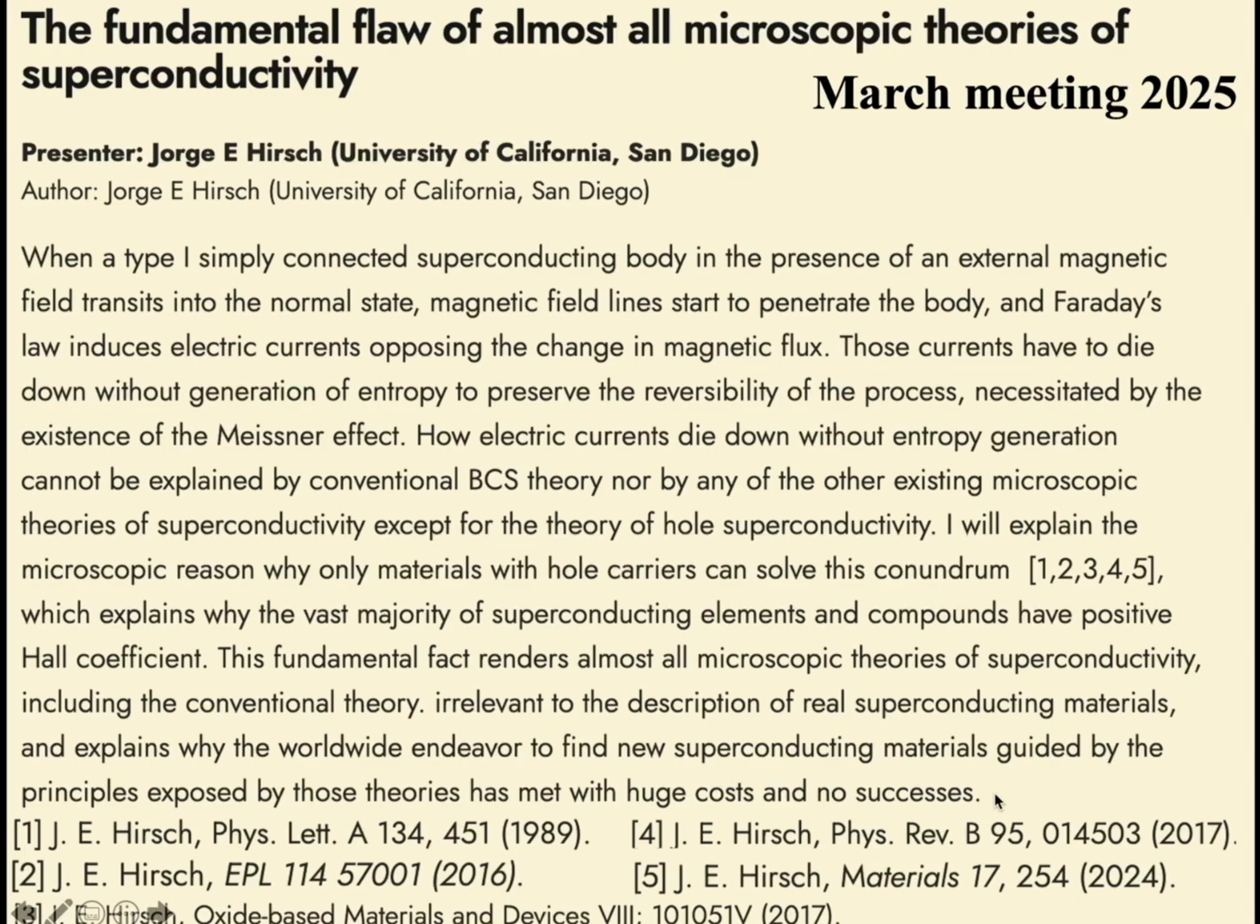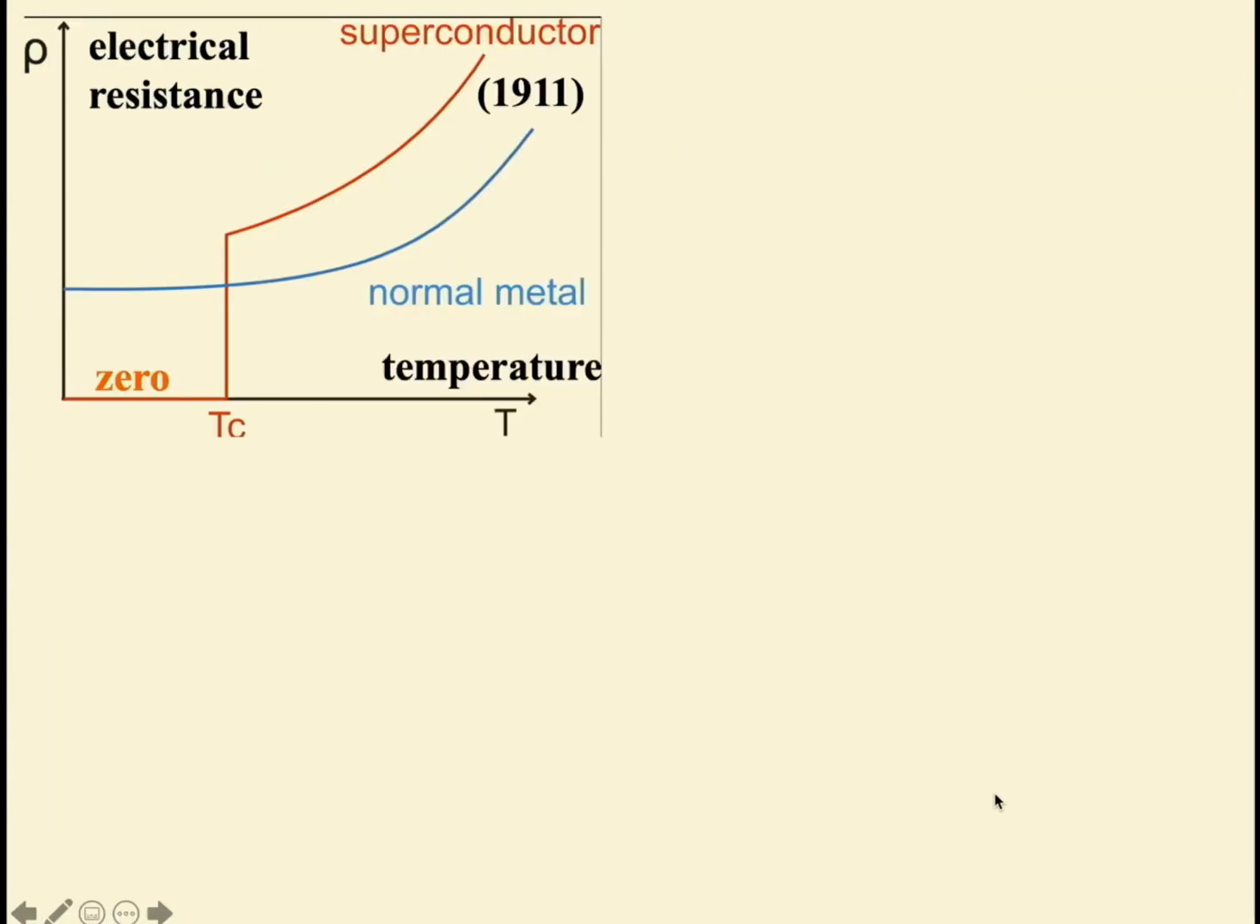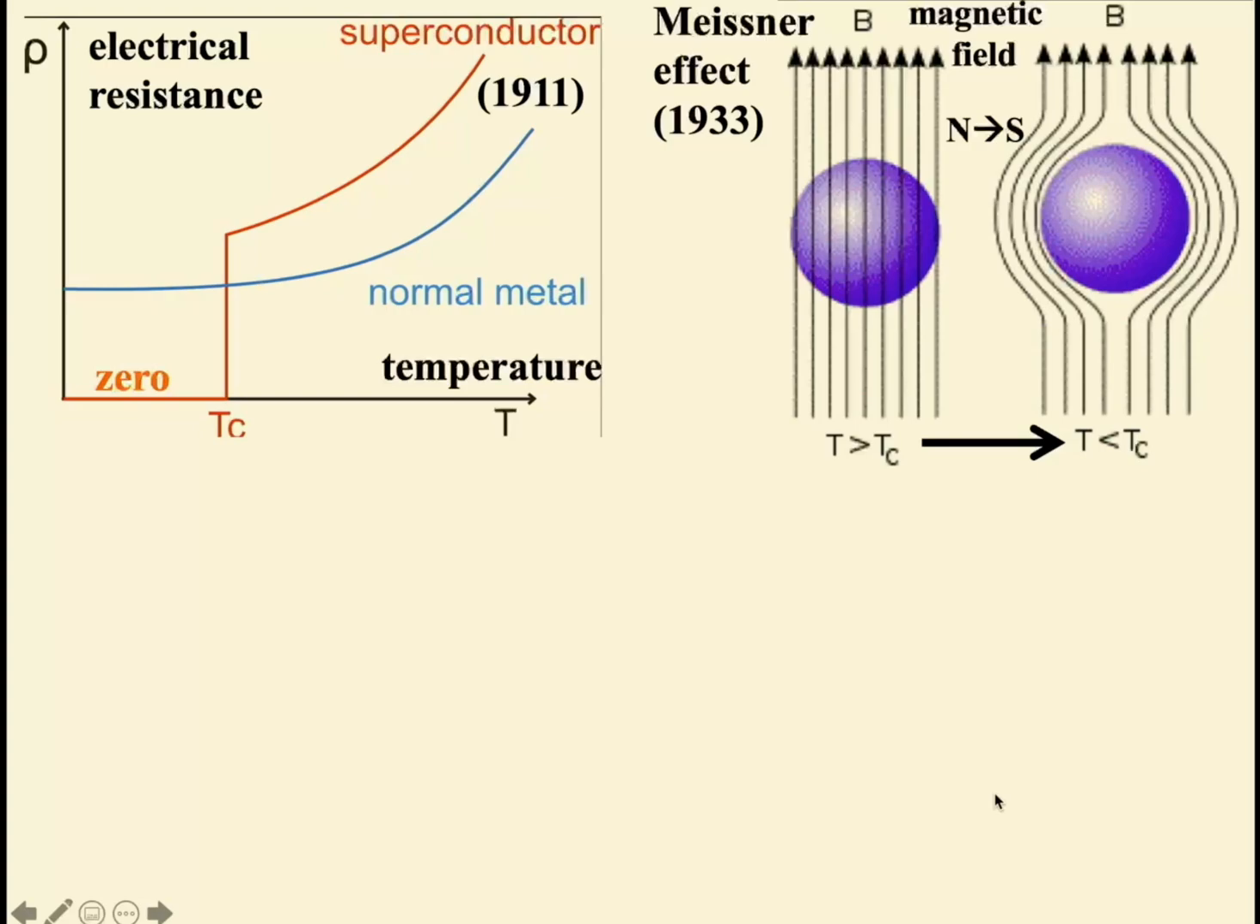And I'd like to tell you something very simple: that all the hundreds of talks you have heard about superconductivity in this meeting don't take this very simple thing into account, which is the following. All right, let's start with a superconductor. We know it has zero resistance and it has a Meissner effect.